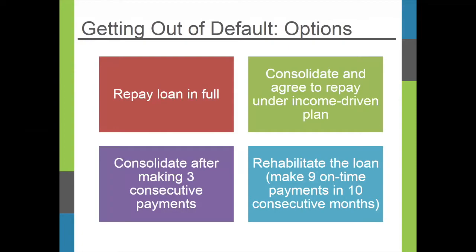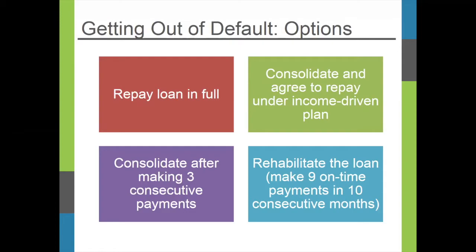So let's just say that you default on your loan after 270 days. You either have to repay the loan in full, which most students will not be able to do, or you have to consolidate and agree to repay under an income-driven plan, or you consolidate after making 3 consecutive payments. Then you can rehabilitate the loan by making 9 on-time payments in 10 consecutive months. That will basically put the loan back at its current state before you were delinquent on the loan. But you do not want to default on your loan.